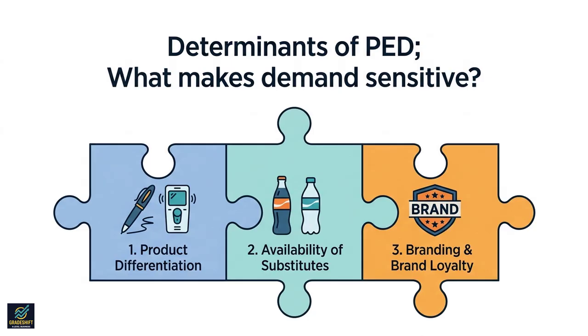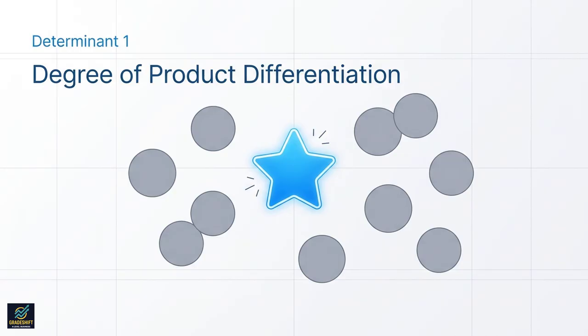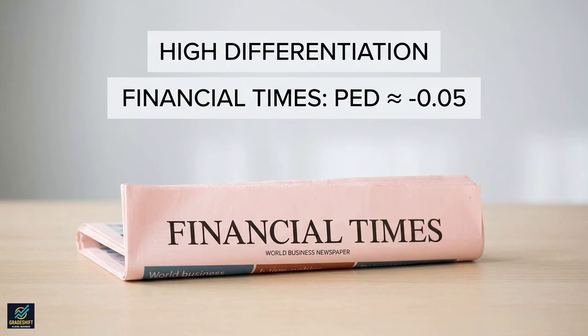Now that we understand the formula, we must explore the determinants of price elasticity of demand. These are the specific factors that dictate whether a product's demand will be highly sensitive to price or not. The first major determinant is the degree of product differentiation. This refers to how unique or distinctive a product is perceived to be, compared to other options available in the market. Consider the Financial Times newspaper. It offers highly specialized, unique financial journalism. Because it is so highly differentiated, its price elasticity of demand is incredibly low, estimated at around minus 0.05.